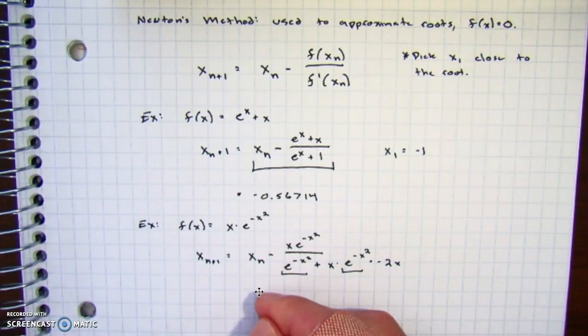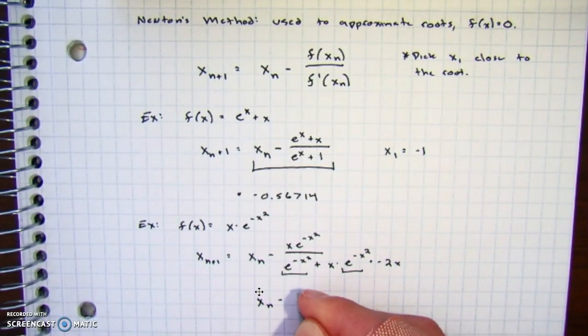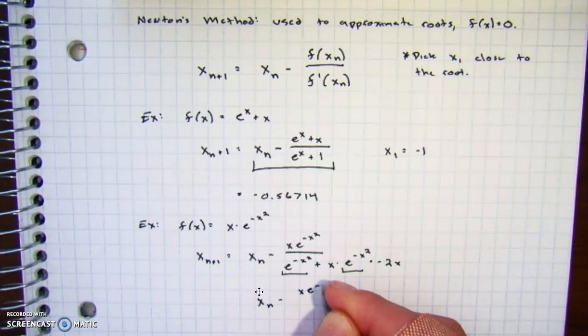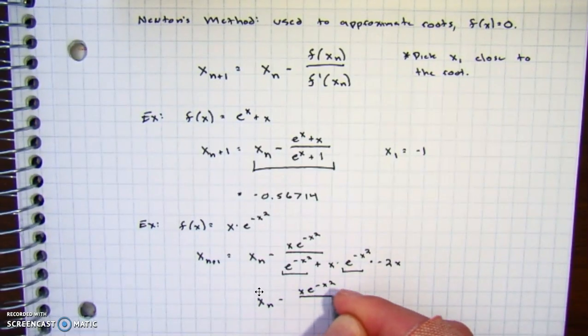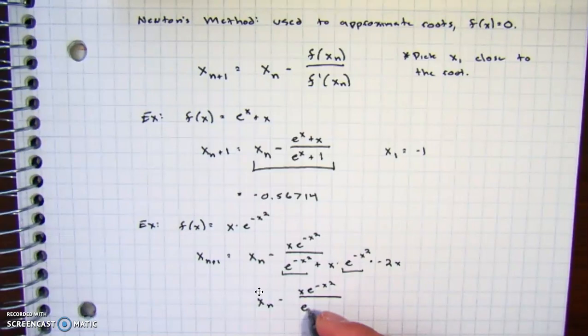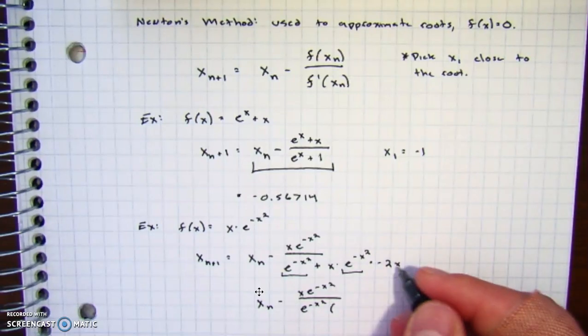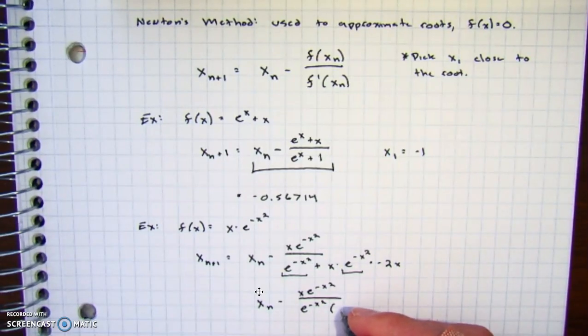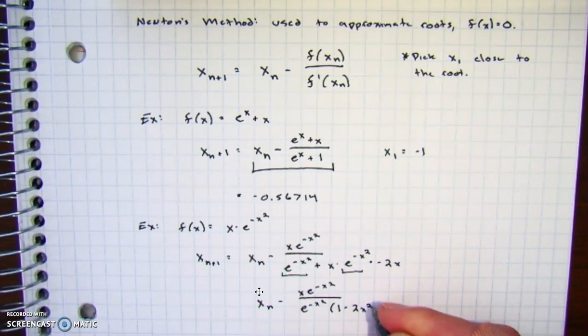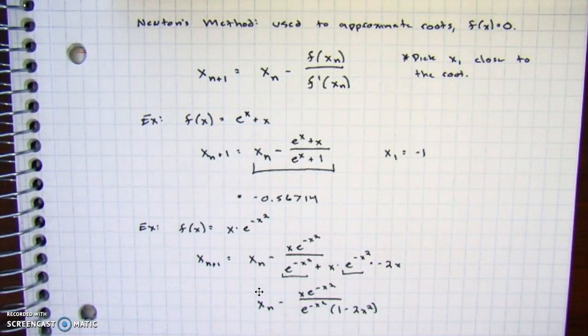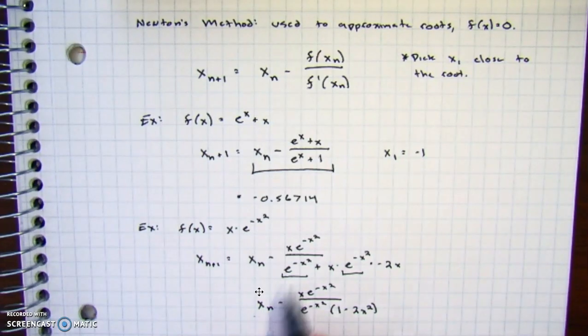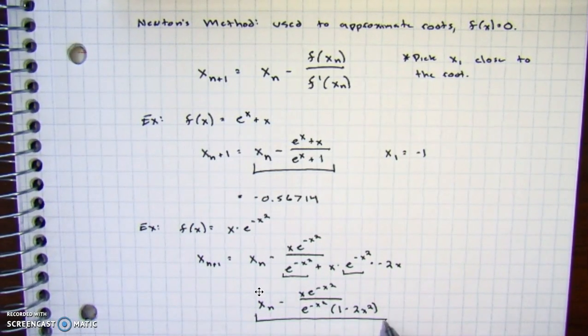All right, so I can factor this out of both. So I'm going to be left with x sub n minus x e to the negative x squared over e to the negative x squared, and then x times that is going to give me an x squared. So I've got, what would that be, 1 minus 2x squared. All right, so there we go. So this is going to be the equation that I'm going to plug in.